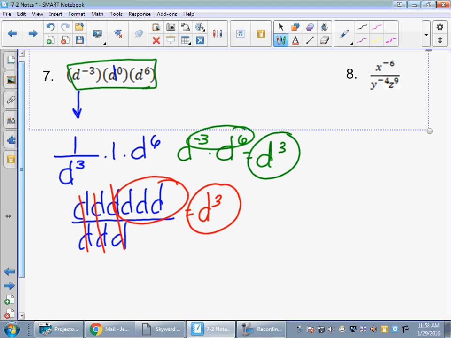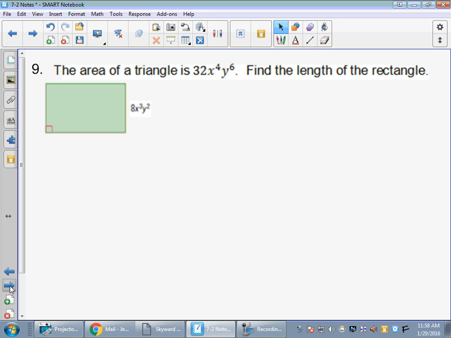All right, I'm going to skip number 8. And let's go on to the last example. The area of a triangle, find the length of the rectangle. I think that's a mistake. Let's go back to 8. I have no idea why. Oh, I'm sorry. I think it's just triangle supposed to say rectangle. So the area of a rectangle.